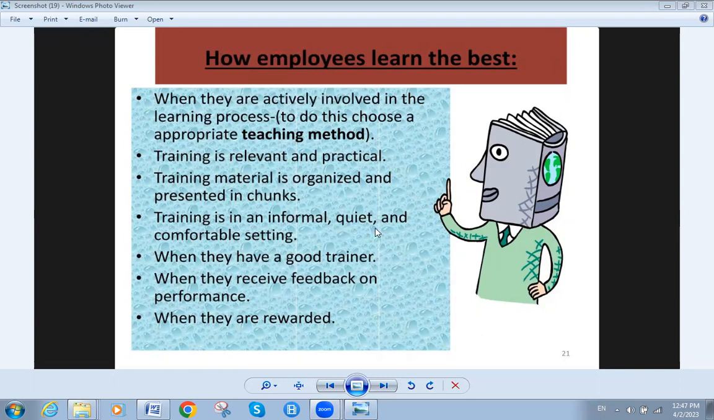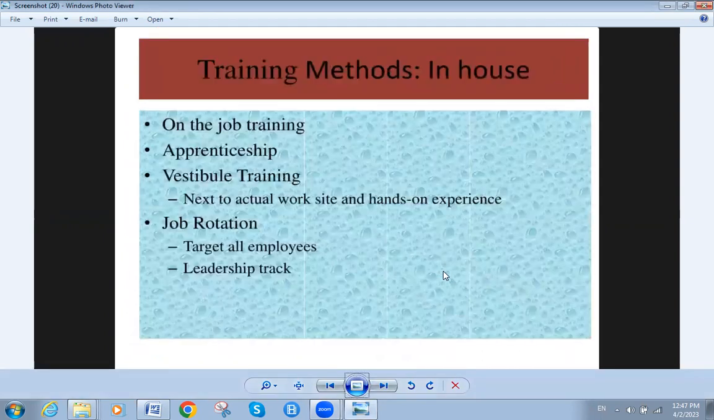The last part we stopped at was regarding training. We talked about the characteristics of good training, and now we are on training methods.